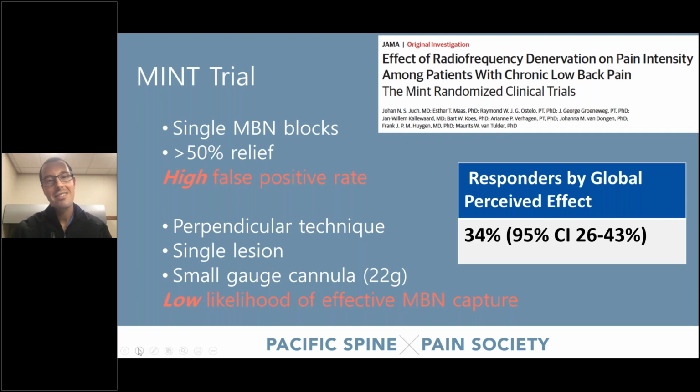And then finally, this is data from the MINT trial, and the take home here is single branch block, 50% relief threshold, non-parallel technique, so perpendicular technique with a small gauge electrode, your responder rate falls down to 34%. And let's go to the next slide.